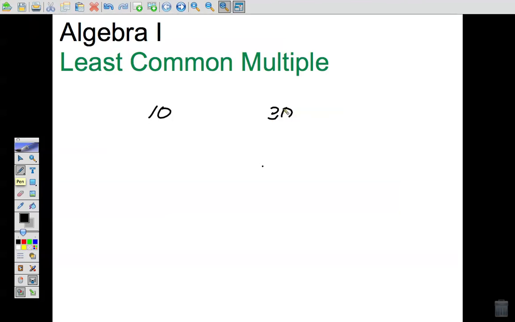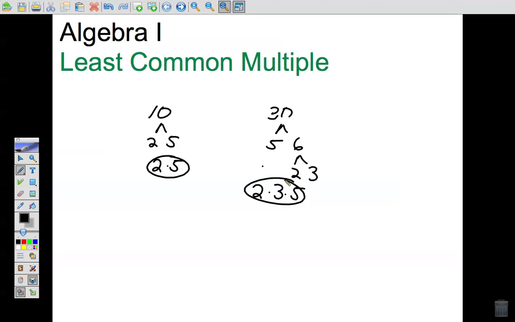Now if I did a factor tree for each, so for 10 I would have 2 times 5. For 30 that breaks down to 5 times 6, and then that can break down to 2 times 3. So I would have 2 times 3 times 5. Now, what's the greatest common factor? Remember, for greatest common factor, they have to be common in both. So what do I have common in both?